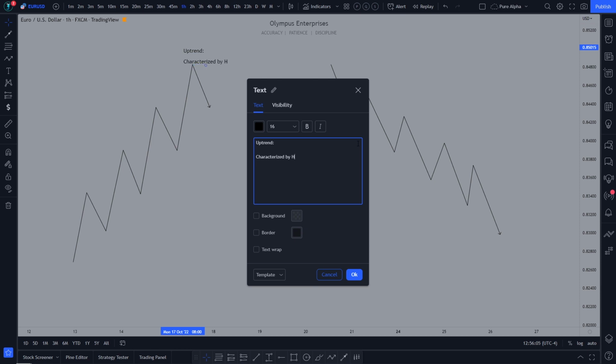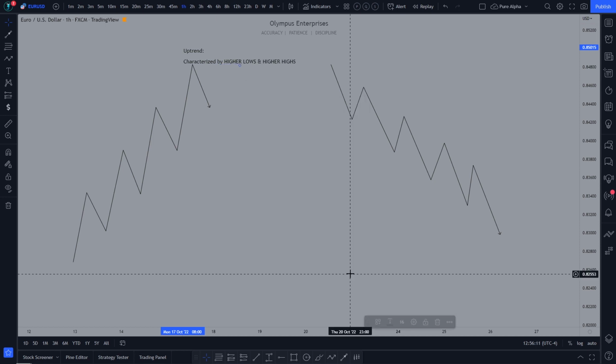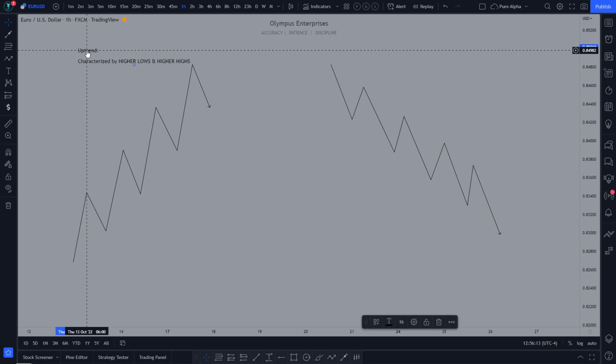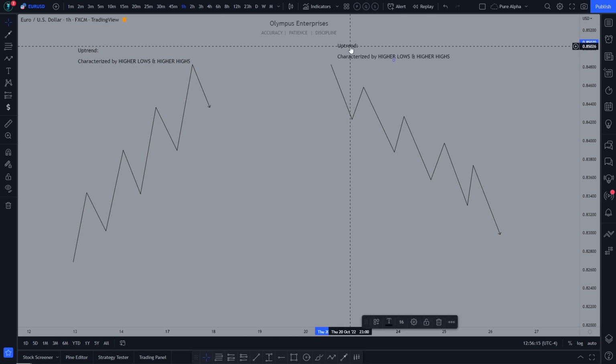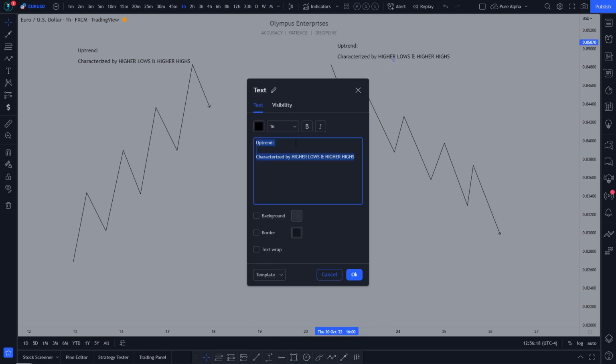Characterized by higher lows and higher highs. This is what an uptrend is. And for those of you that are already proficient with market structure, this may seem a bit rudimentary at first, but I'm just going to go ahead and cover the basics, and we can actually move on to live examples, such as with Japanese candlesticks. It just tends to be more beneficial to start off with just lines.